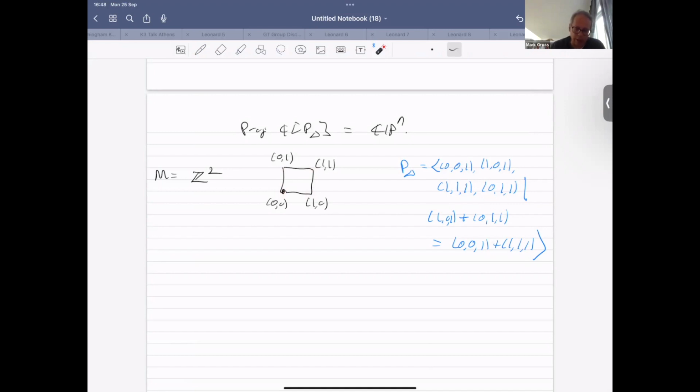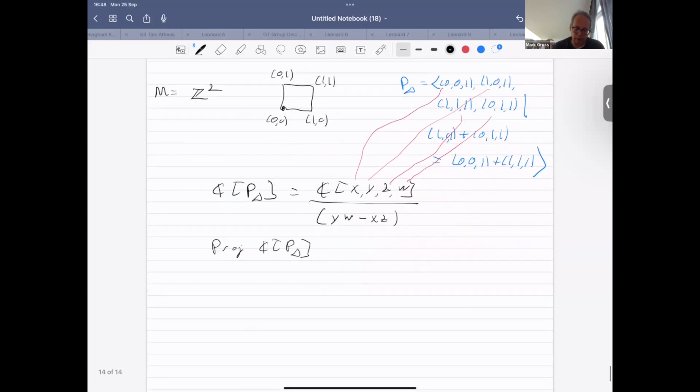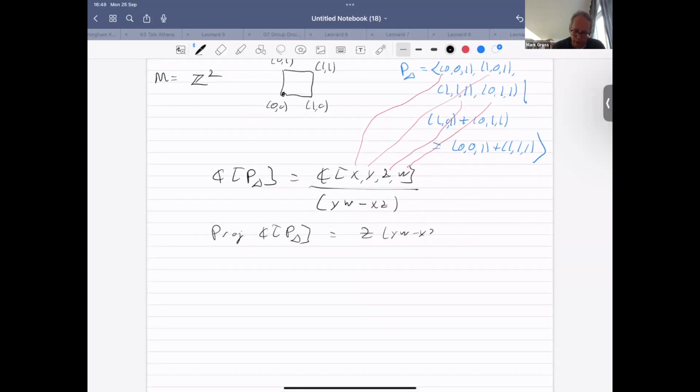So that's a description of the monoid, and the monoid ring C[P delta] is equal to C[X, Y, Z, W], with these generators corresponding to the four generators in the monoid. And then I have to record this relation between the generators in the monoid as a binomial. We divide out by the ideal. (1,0,1) corresponds to Y, (0,1,1) corresponds to W. So YW should be the same thing as XZ. So I have an equation of YW minus XZ. And so then Proj C[P delta] is the zero locus of YW minus XZ inside CP^3. This is the quadric surface.